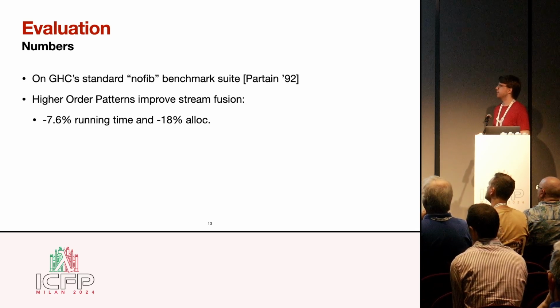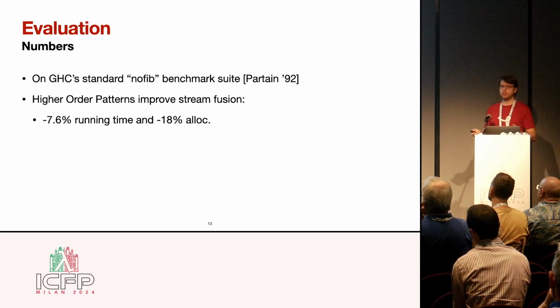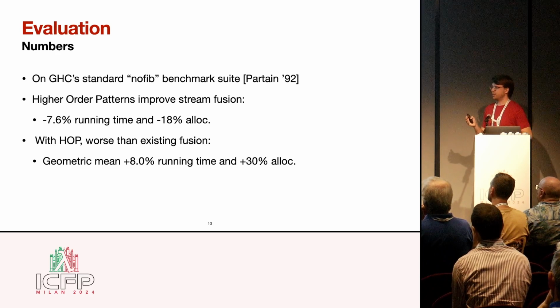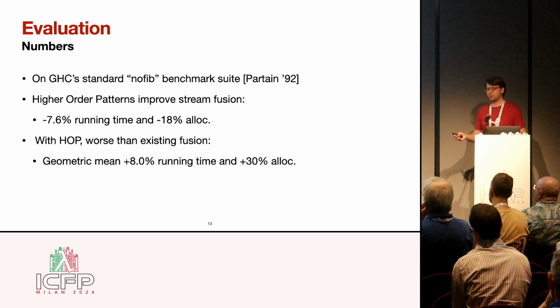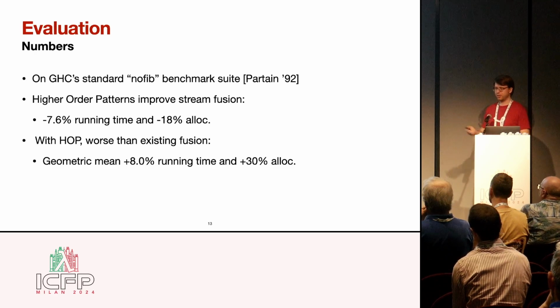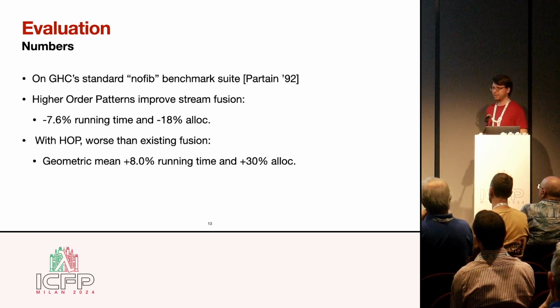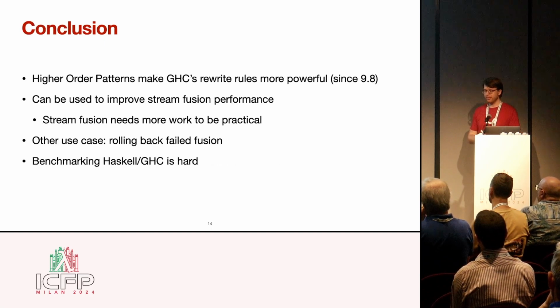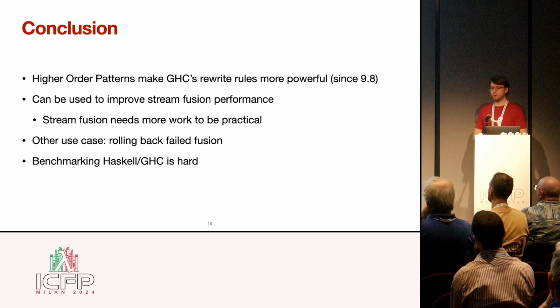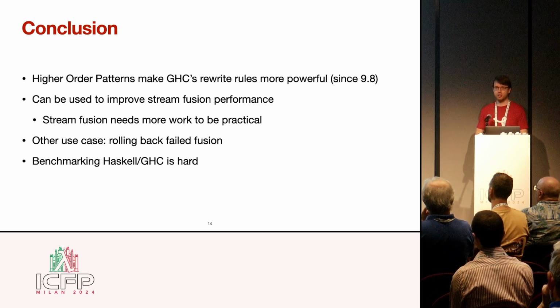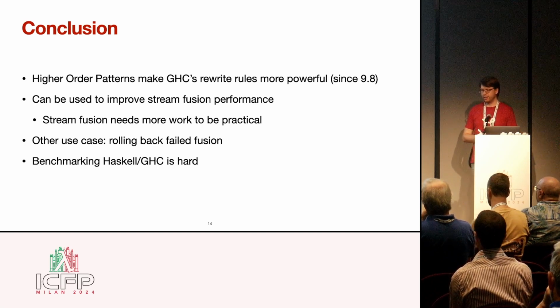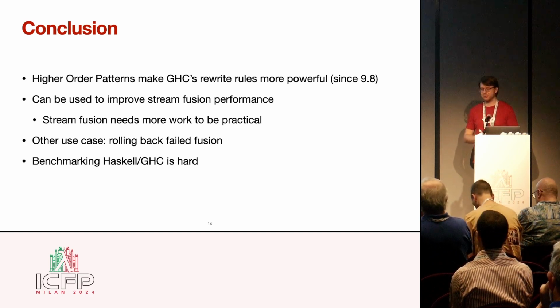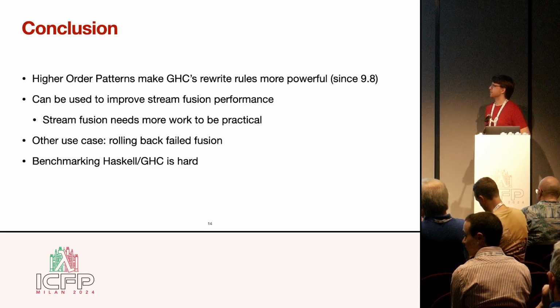So that's very nice. However, if we compare this new stream fusion system, even with the higher order pattern rules, to the existing fusion system, unfortunately it's not quite competitive, showing an increase in running time of 8% and 30% extra allocations. So, in conclusion, higher order patterns make GHC's rewrite rule mechanism more powerful. You can use it to improve the performance of a stream fusion framework. It needs some more work to be practical, but it's promising.